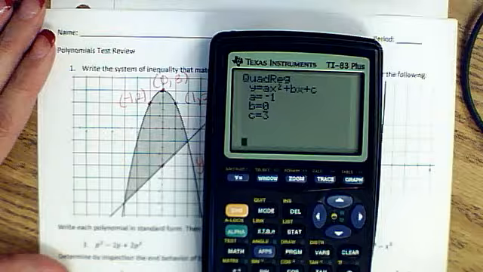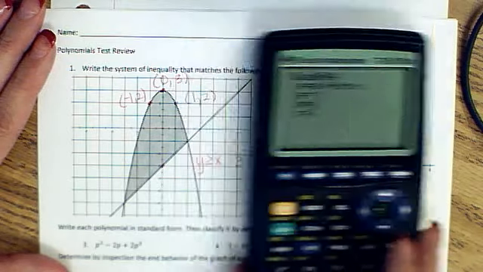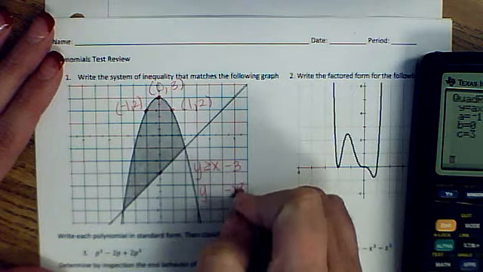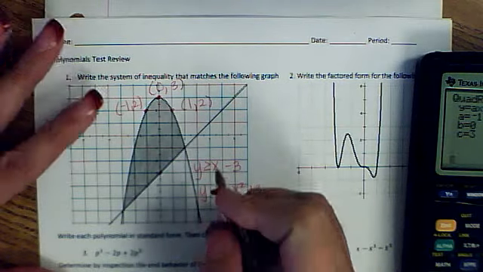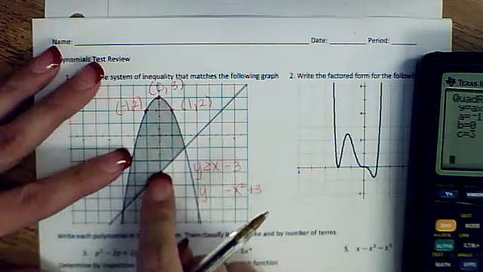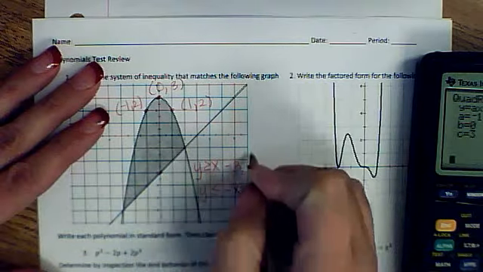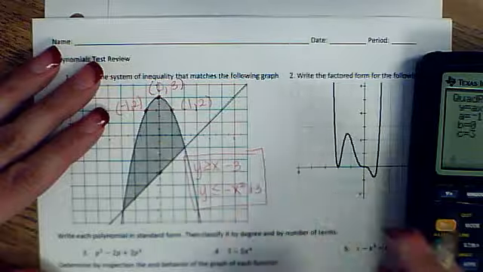So A is -1 and C is 3. So that means it's y equals negative x squared plus 3. Now the shading for the quadratic is below it, so it's a less than, and it's solid, so it's or equal to. And there is your system.